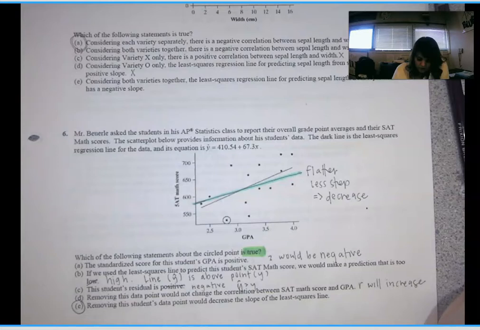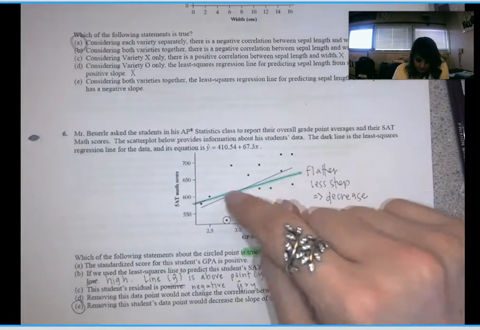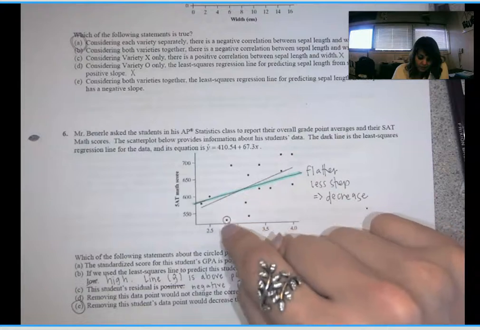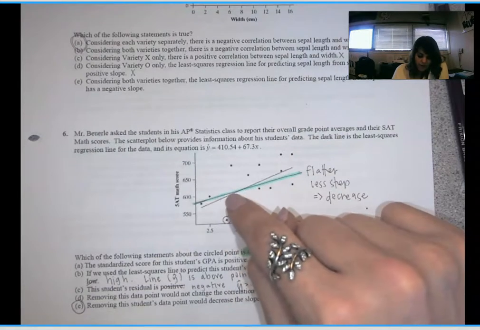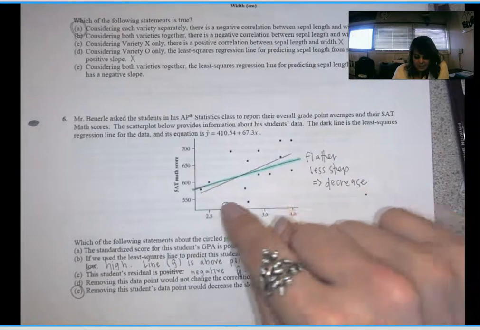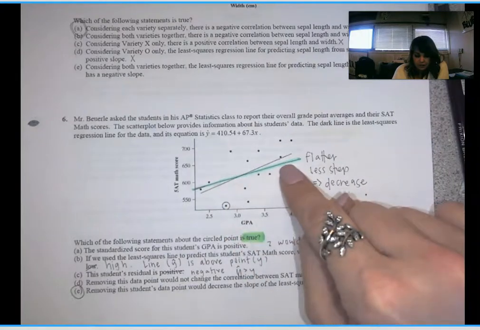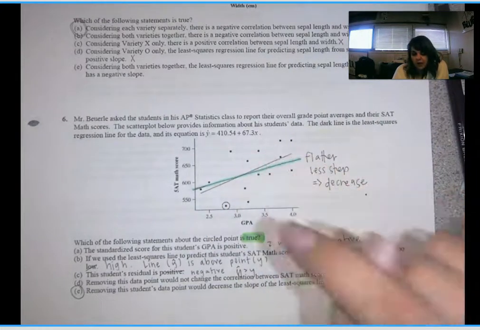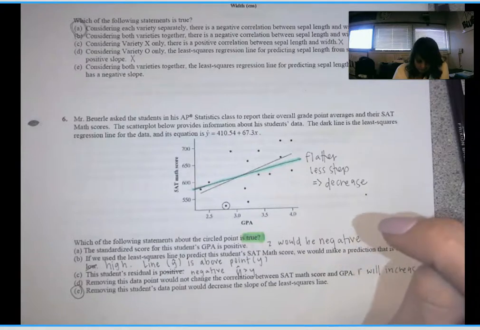C, this student's residual is positive. Nope, it's negative. If we're doing y subtract y-hat, y is smaller than y-hat, so you're going to get a negative. Another way to remember that is that these points are underneath the line. Underneath the line means negative residual. Above the line means positive residual.